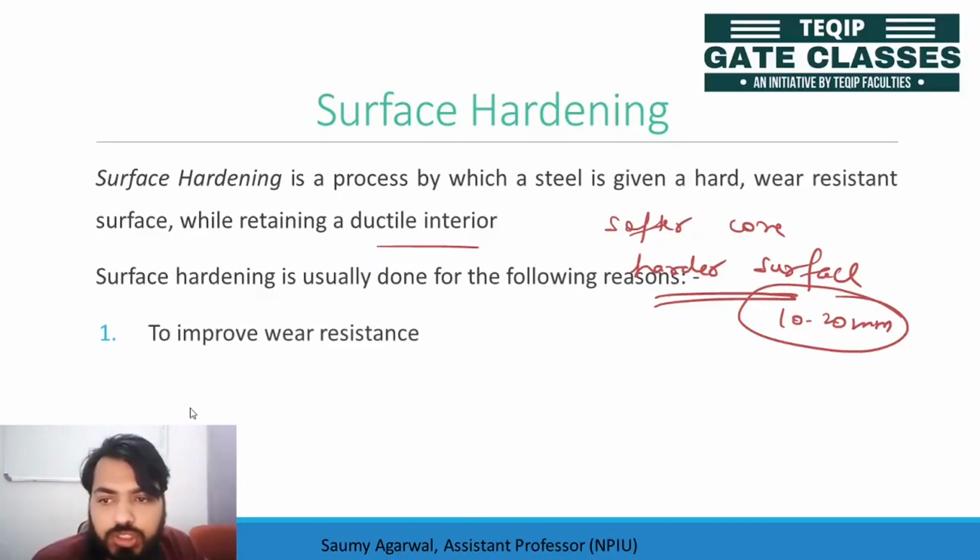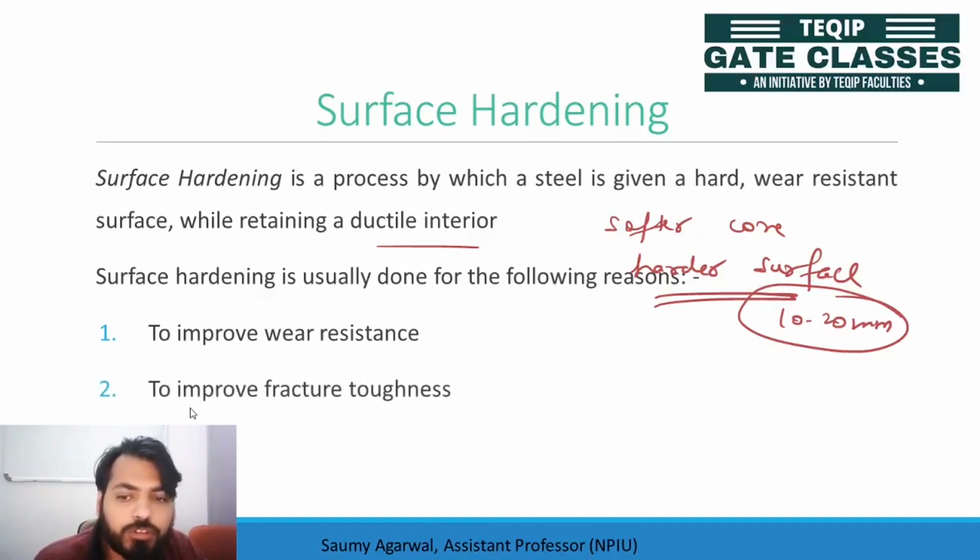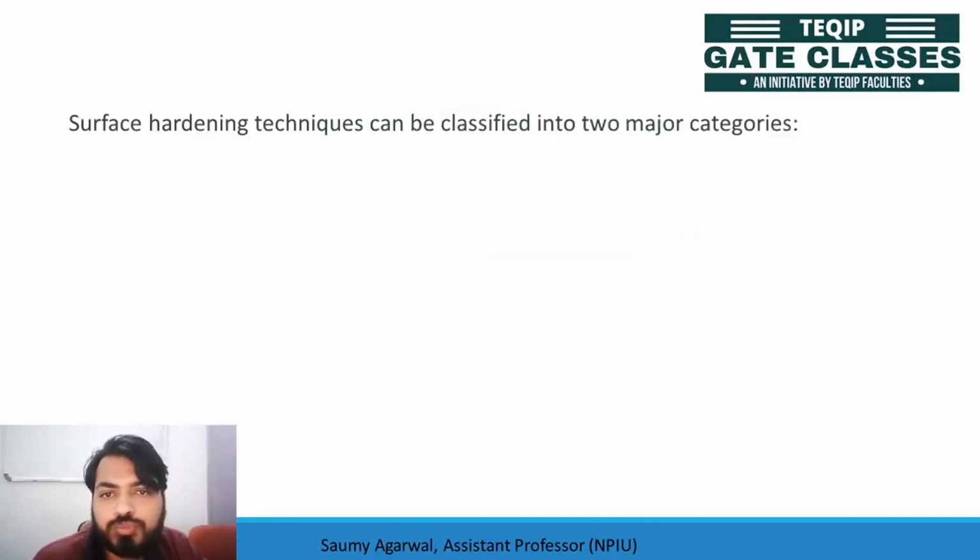So we need to do this surface hardening to improve the wear resistance of the surface, to improve the fracture toughness, and to improve the fatigue resistance, okay. So all these three things you have to do.